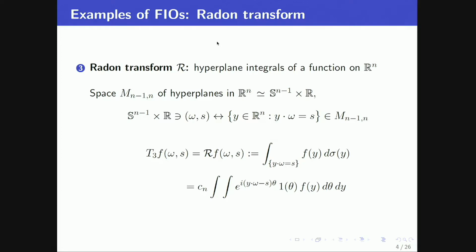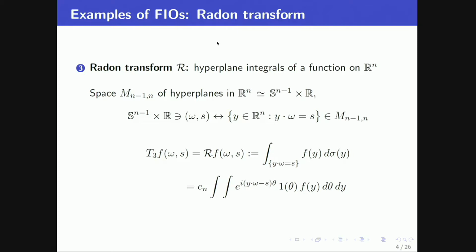And the Radon transform turns a nice function or distribution on Rn into a function on the sphere cross the real line by simply integrating f with respect to n minus 1 dimensional Lebesgue measure on that hyperplane. And one can show that this makes sense even for fairly singular distributions f. And there's a classical representation of this, again using Fourier inversion, which is with the phase function e to the i, y dot omega minus s, times theta, where theta is now a one-dimensional phase variable. And again, up to constants, the amplitude is just 1 of theta, which is a symbol of order 0, d theta dy.